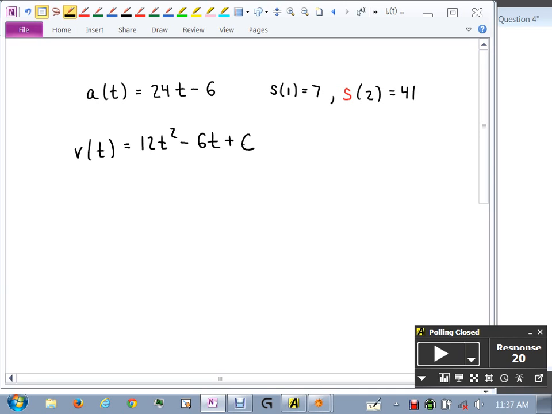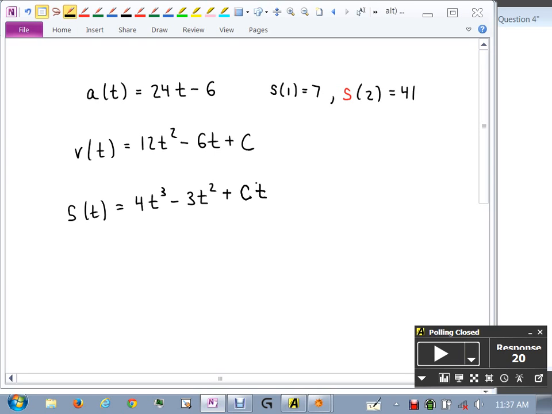So what I'm going to do now is just the only thing I can do, I'm going to integrate again. So let's see, what's the antiderivative? This is my position. What's the antiderivative of 12t squared? 4t cubed minus 3t squared. But now what's the antiderivative of a constant? C times the variable, ct. So this is plus whatever that constant was, which I didn't know, times t.